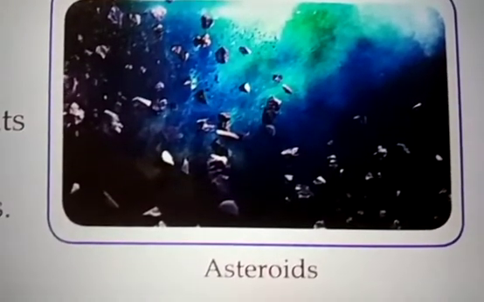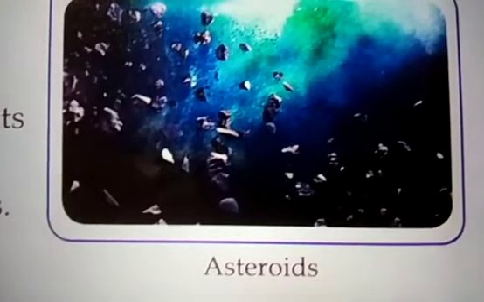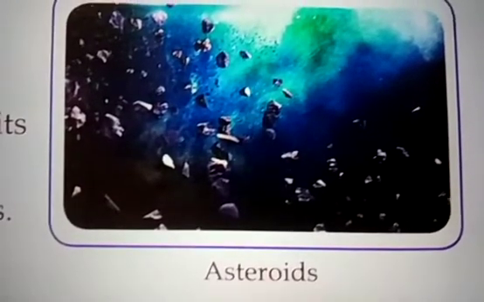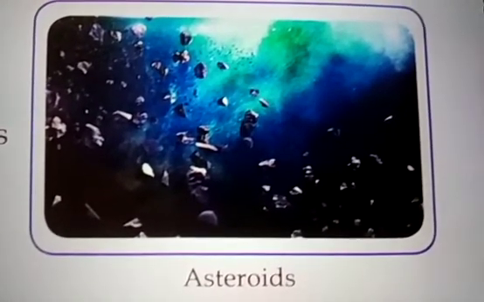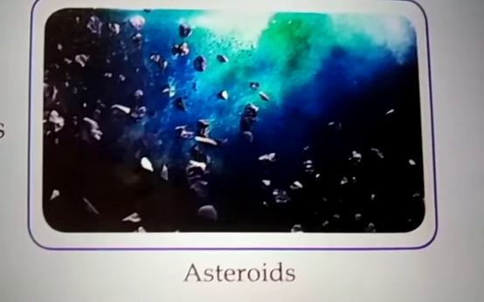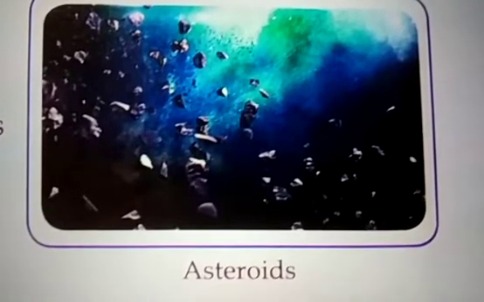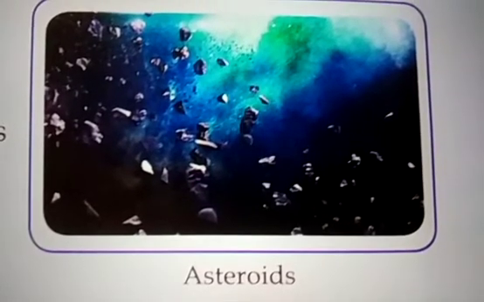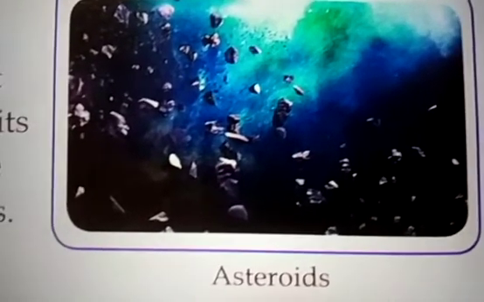Asteroids. Asteroids are small rocky objects that orbit the sun. These are mainly found in the orbits between Mars and Jupiter. These cannot be seen in the sky as such with our naked eyes. That means we cannot see them naturally with our eyes. We need a telescope to see the asteroids.